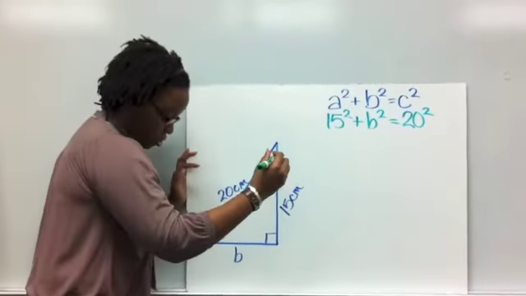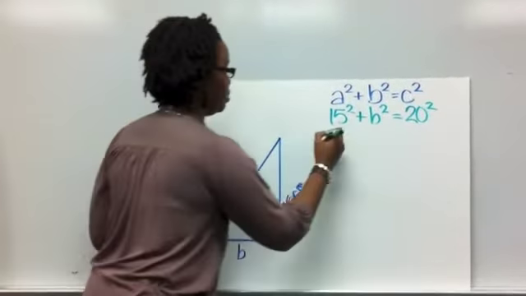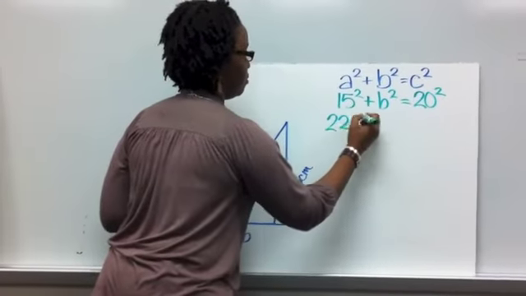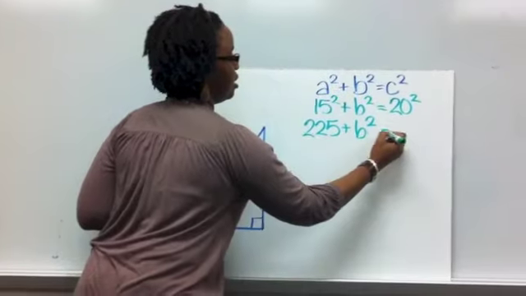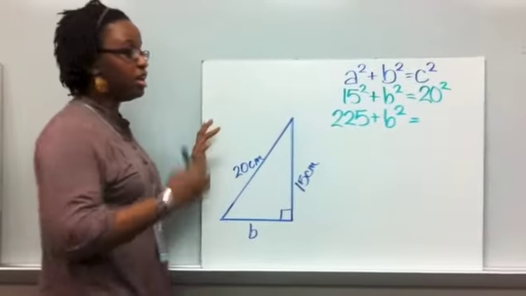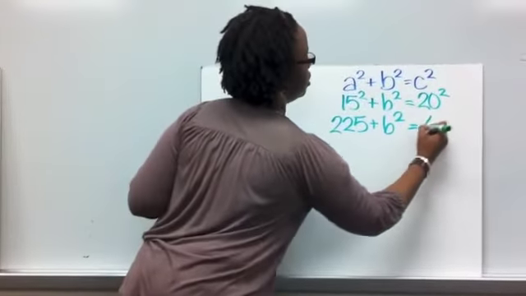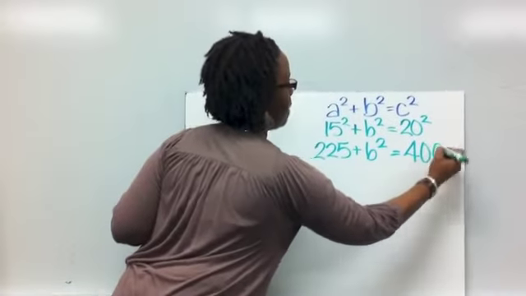So 15 squared, 15 times 15, is 225. We still don't know B yet. And we can go ahead and solve 20 squared. 20 times 20 is 400.